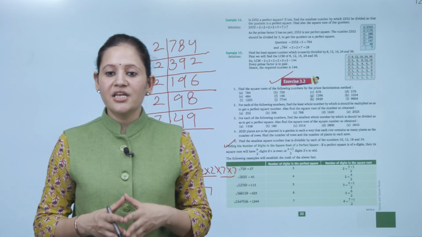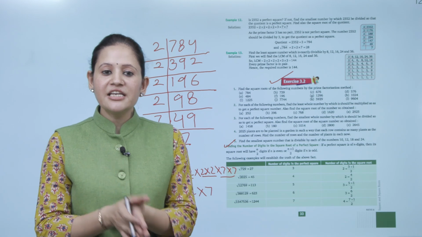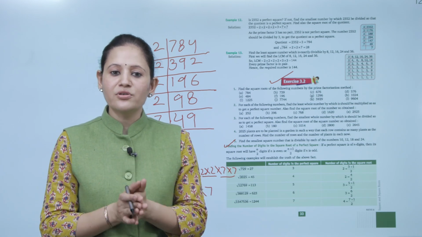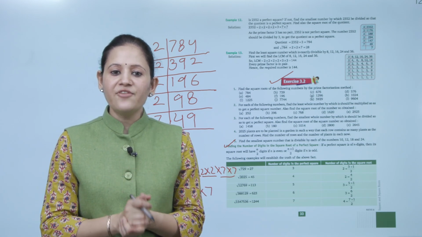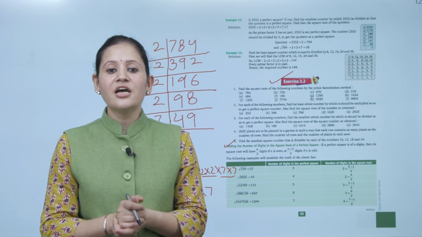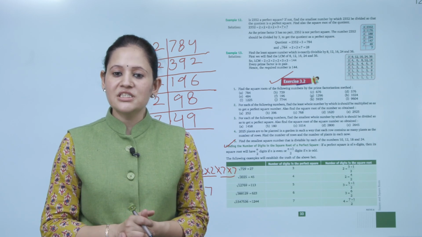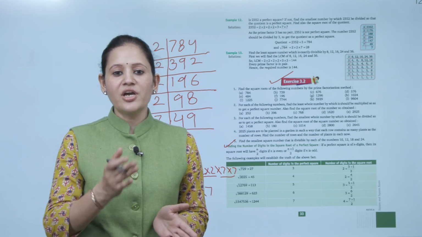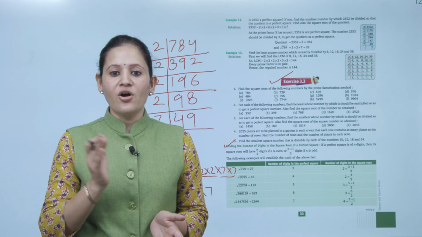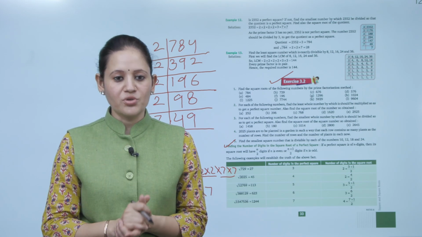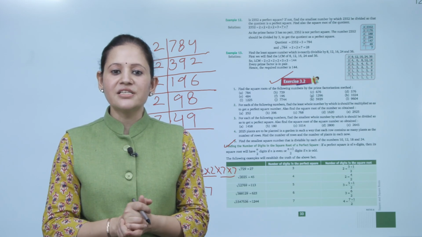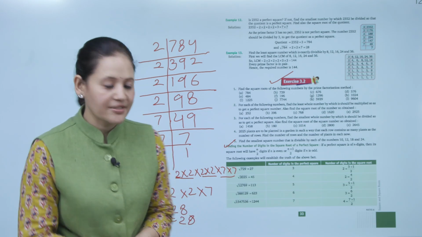If a perfect square is of n digits, then the square root will have n upon 2 digits if n is even, or (n plus 1) upon 2 digits if n is odd. Even है तो n by 2, and odd है तो (n plus 1) upon 2 digits. The following example will establish the truth of our fact.